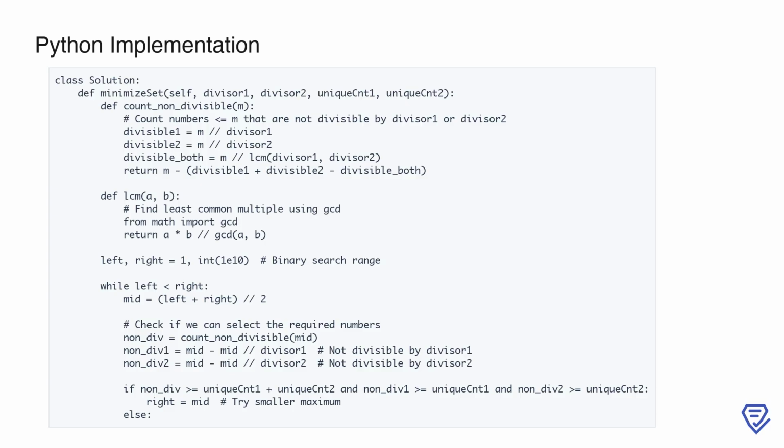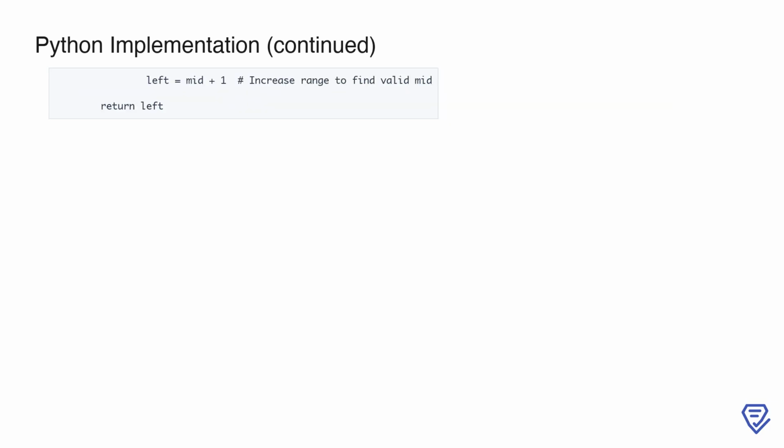We calculate non_div to check the total count of numbers not divisible by both divisors, and also compute non_div1 and non_div2 to ensure that the counts for each unique group are sufficient. If the conditions are satisfied, we adjust our search range by setting right to mid, attempting to minimize the maximum value further. On the other hand, if the conditions are not satisfied for the current midpoint, we modify the search range by setting left to mid + 1. This narrows the range toward larger values of mid in our binary search.